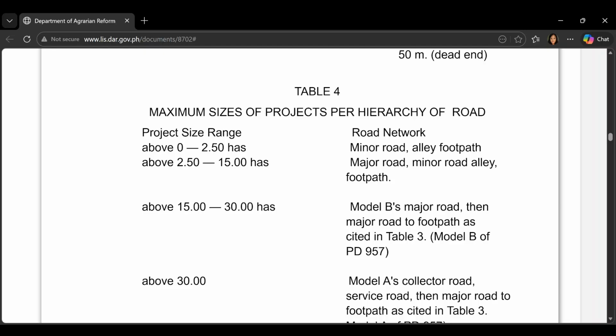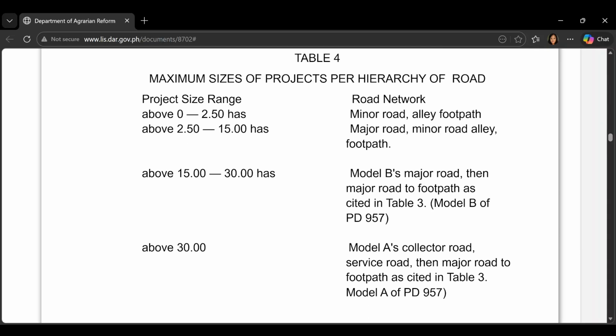For 15 hectares to 30 hectares, Model B's major road, then major road to footpath as cited in Table 3, or Model B of PD 957. Above 30 hectares, Model A's collector road, service road, then major road to footpath as cited in Table 3, Model A of PD 957.